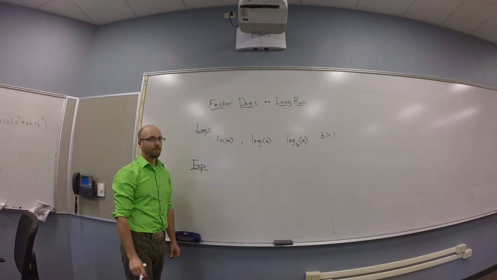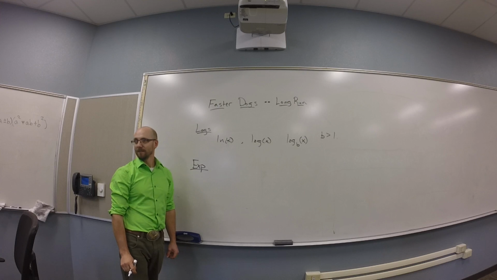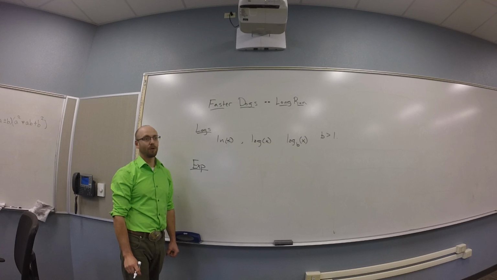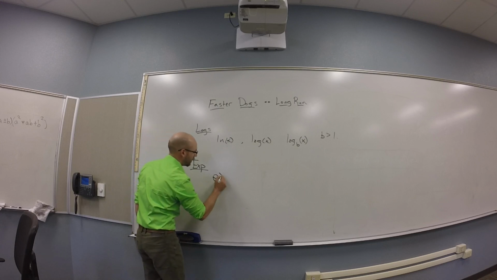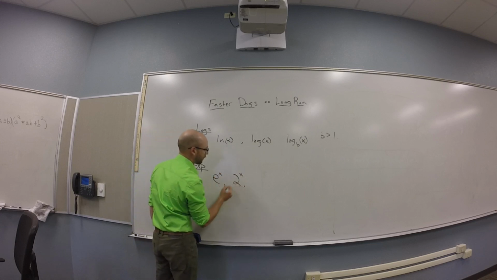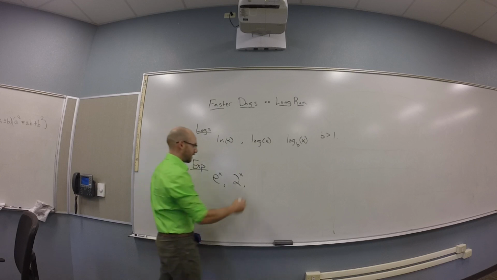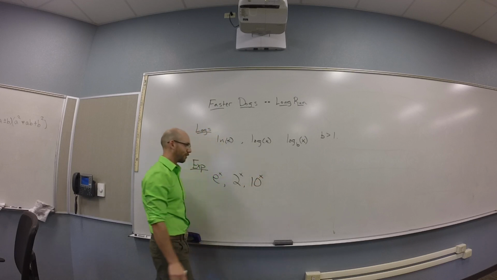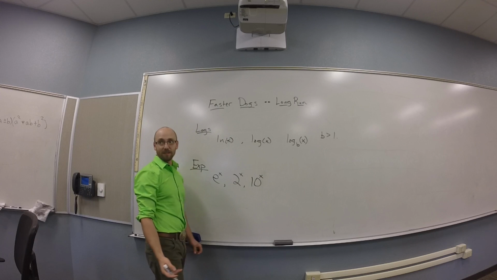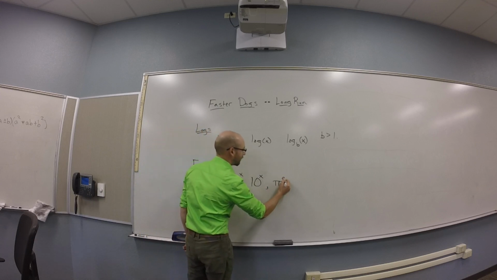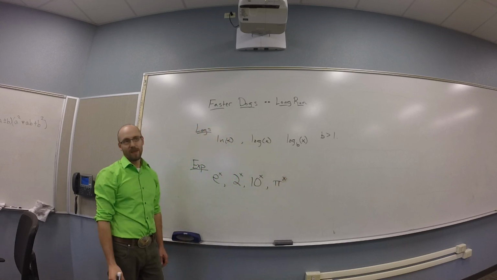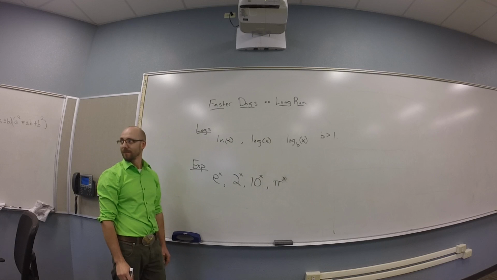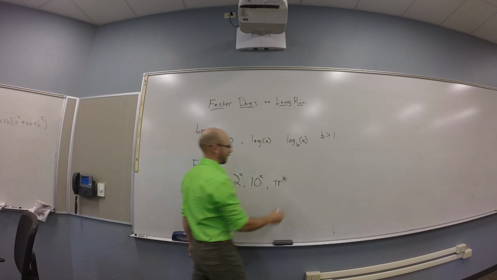There's also exponential functions, right? It's some kind of number to a power, where the variable is in the power. So that's functions like e to the x, 2 to the x, 10 to the x. These are the ones that get used fairly often. There's lots of others. Pi to the x is one of these. Careful of that one.